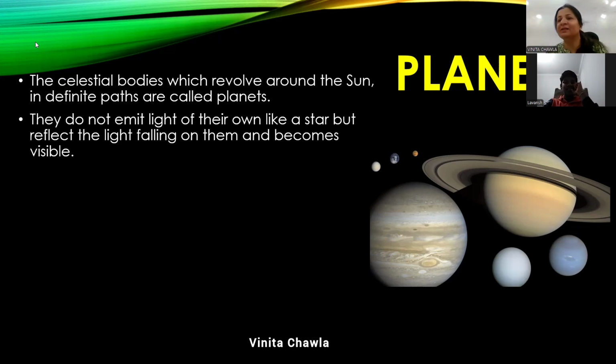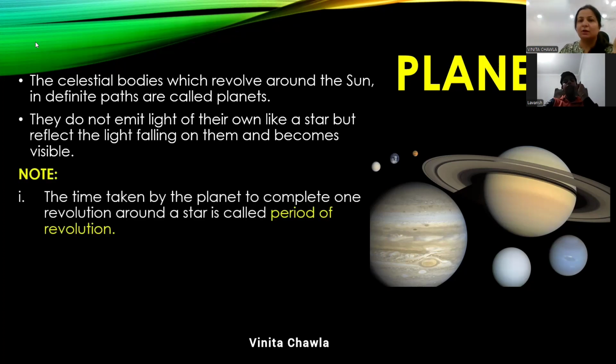If I sit in a dark room, can you see me in the dark room? No, you'll find it hard. You can't see me in the dark room because there is no light. In the same way, planets and satellites do not have their own light, but we can see them because they reflect the light falling on them. And they become visible. They are non-luminous. They do not emit light.